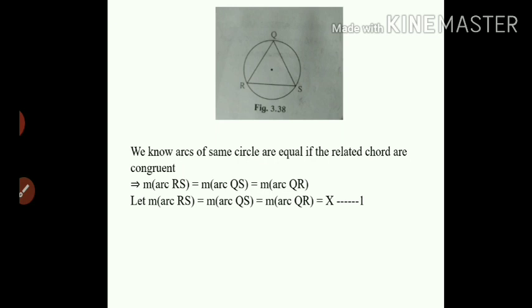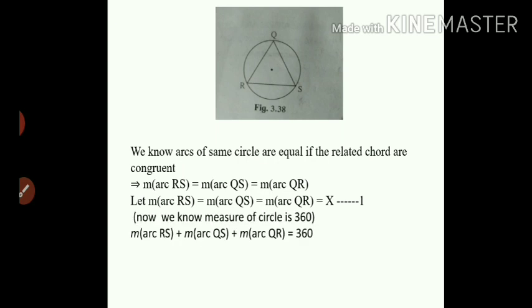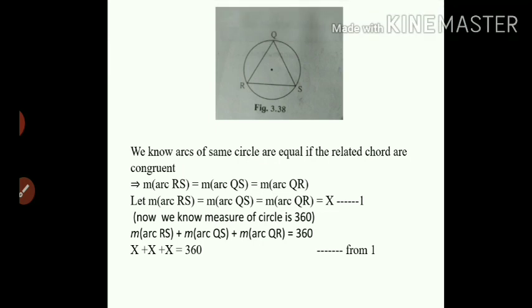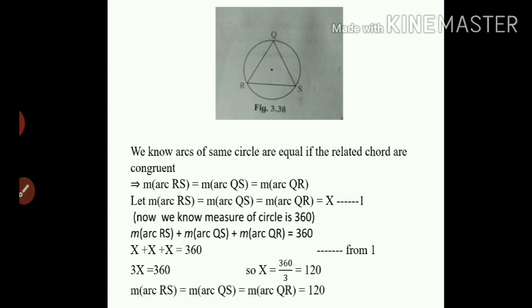Now we know the measure of a circle is 360. So arc RS plus QS plus QR will be 360. So X plus X plus X will be 360. So this becomes 3X equal to 360. So X will be 360 divided by 3. So I get 120, which means the measure of arc RS is equal to the measure of arc QS is equal to the measure of arc QR, which is 120 degrees.